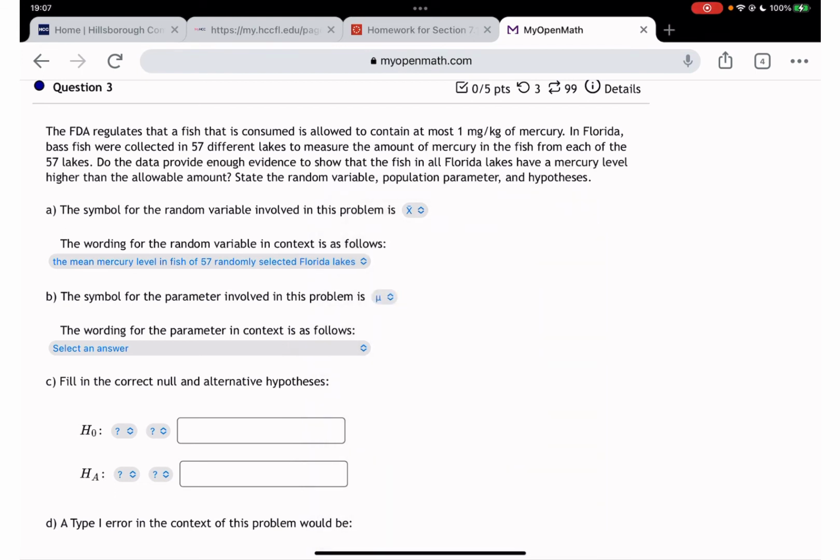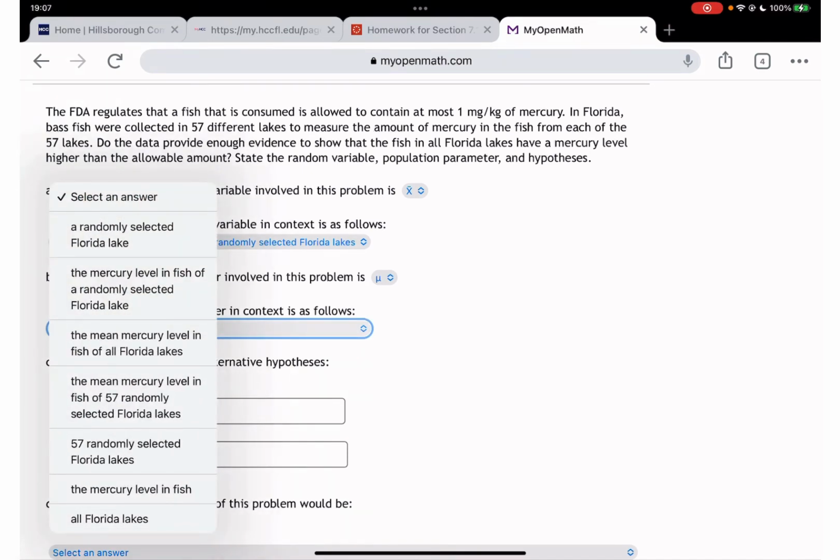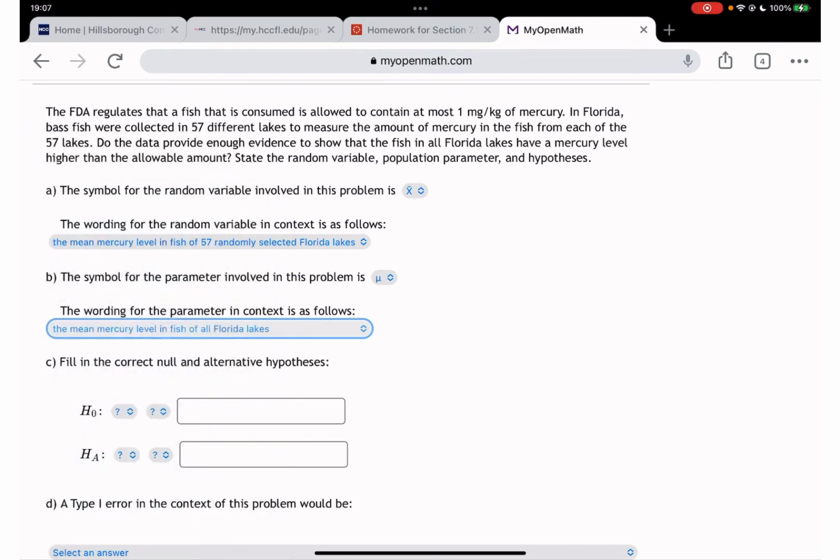The wording is going to be the mean mercury level in fish of all Florida lakes, because the population is all Florida lakes. 57 is our sample, we picked 57 lakes. So the mean mercury level in fish of all Florida lakes. Okay, fixed it.